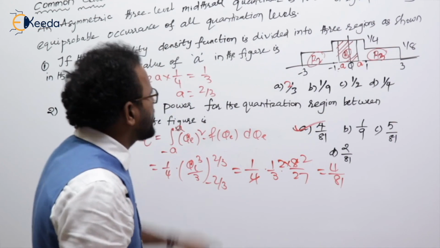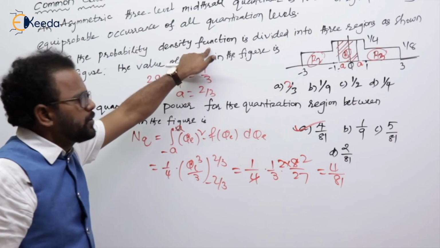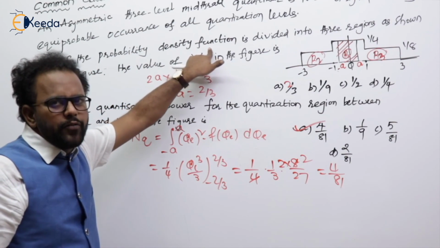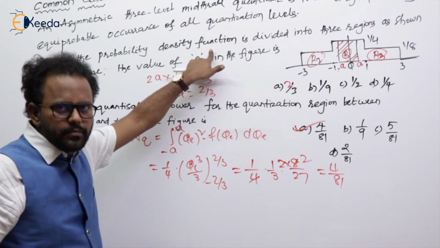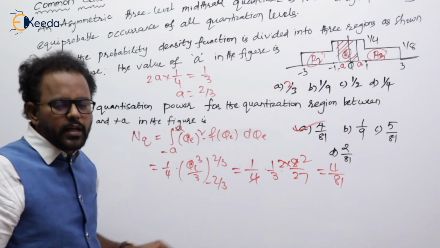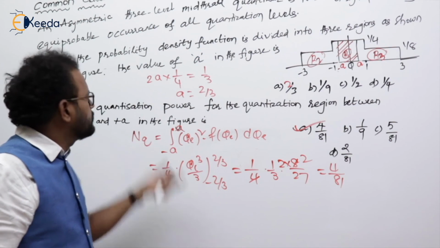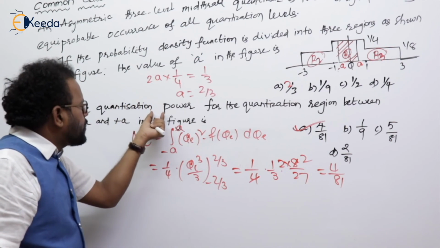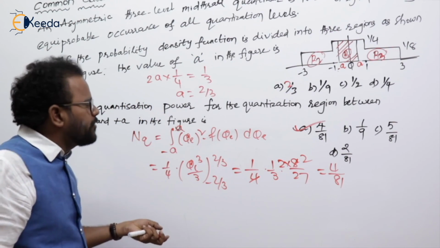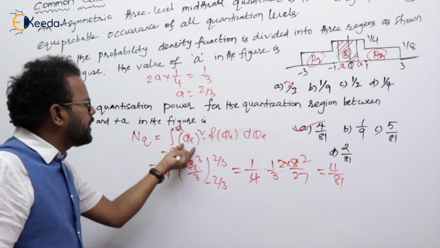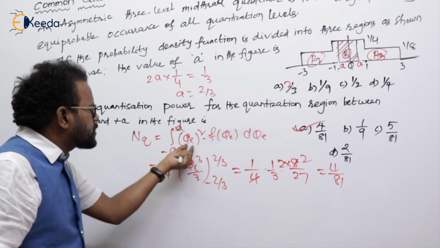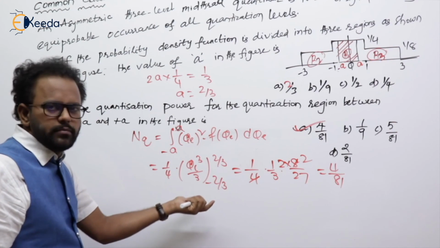Your simple logic is divided into 3 regions. Probability of each region is 1 by 3. Because 3 regions have equal probability, I equated that. And quantization noise power is minus infinite to plus infinite, but he is asking only in that region. Power means mean square value, so I took the square. Got the point?